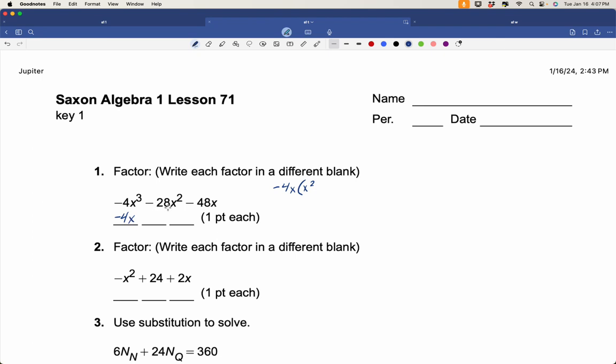-28 divided by -4 is going to give me a positive 7x, because one of these x's goes away. And -48x divided by -4x is going to give me a positive 12 with no x. So in order to get a positive 12 and a positive 7, I know I'm going to multiply positive 3 times positive 4, because that gives me positive 7 when combined. So it'll be -4x times (x plus 3) times (x plus 4). So that is what goes here.